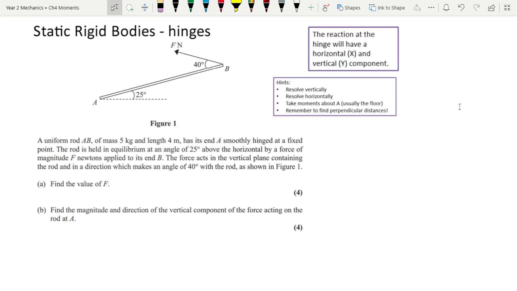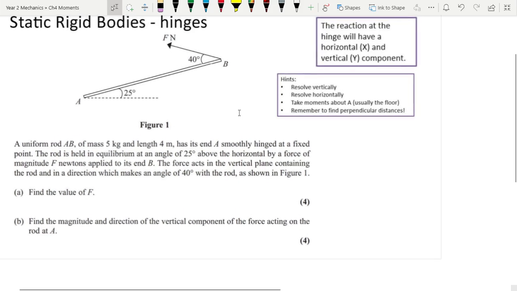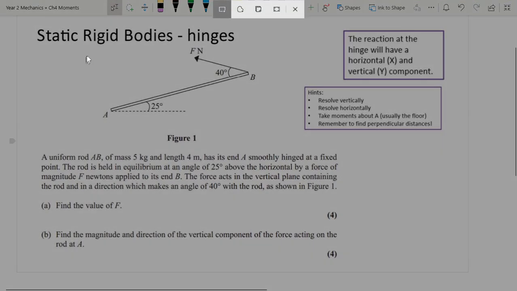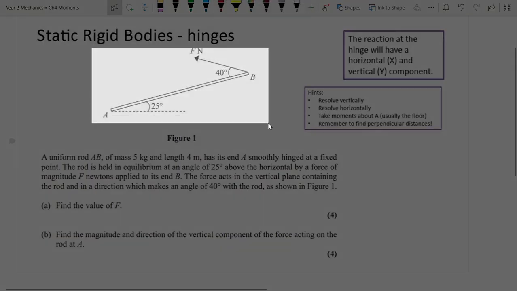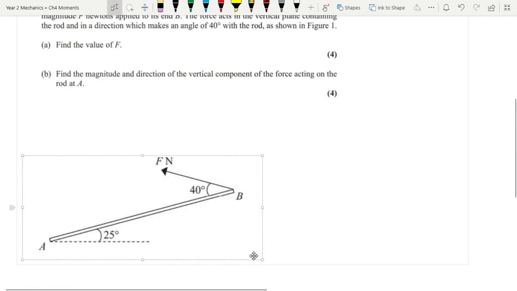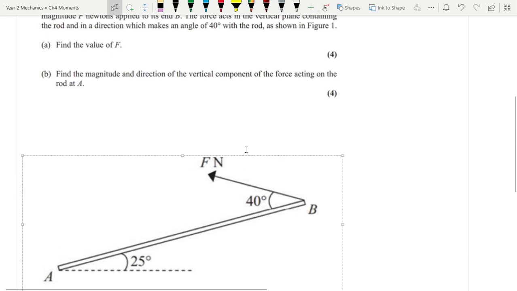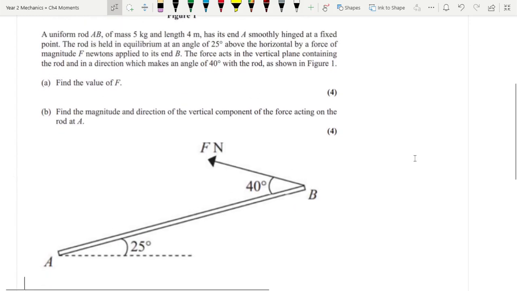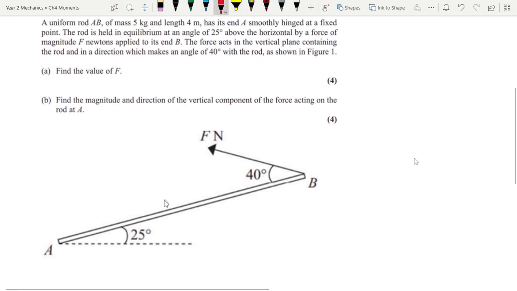Okay, in this next example, I want to think about hinges in particular. So here we've got a uniform rod. I'm just going to take this picture and make it a bit bigger actually, just so I can draw on it more easily. Okay. We've got a uniform rod of mass 5 kilograms. Let's put the weight on. Okay, so there's the 5G.